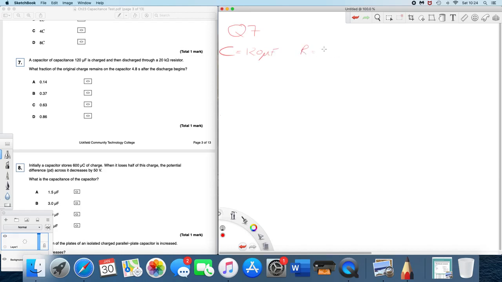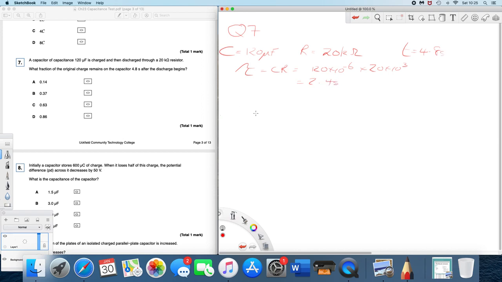The resistance is 20 kiloohms. The time is 4.8 seconds. The time constant, CR, is 120 times 10 to the minus 6 times 20 times 10 to the 3. And that is 2.4 seconds, which of course is half of the time we're being asked about.